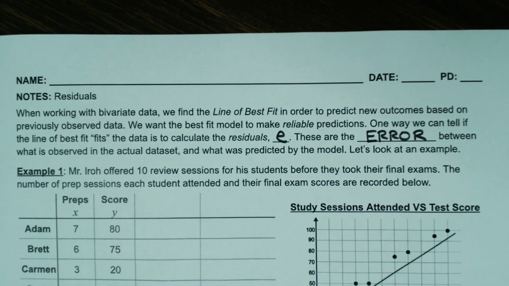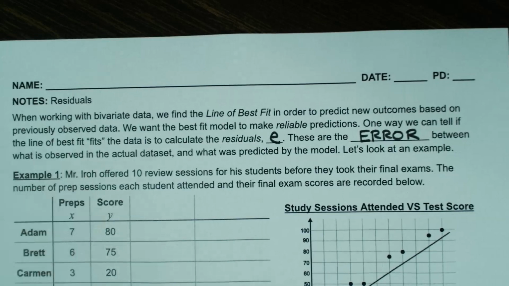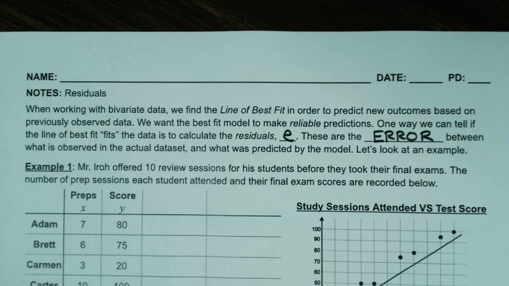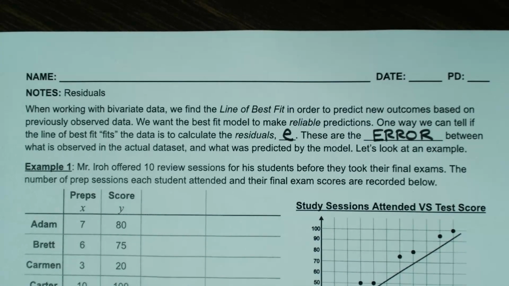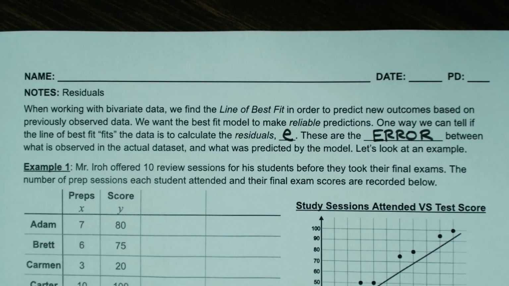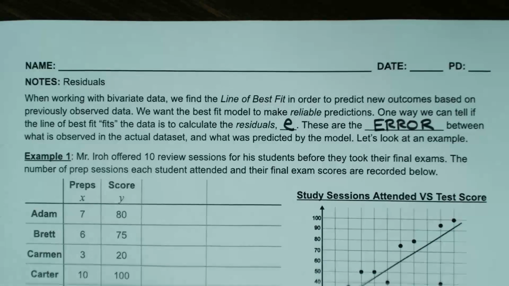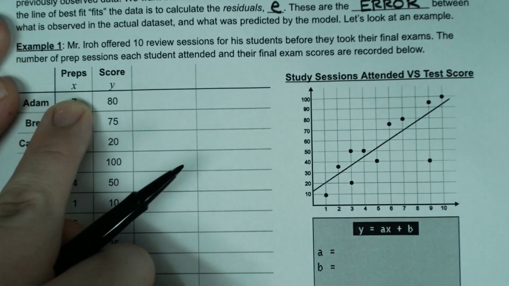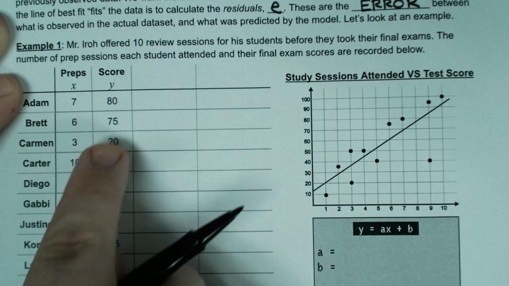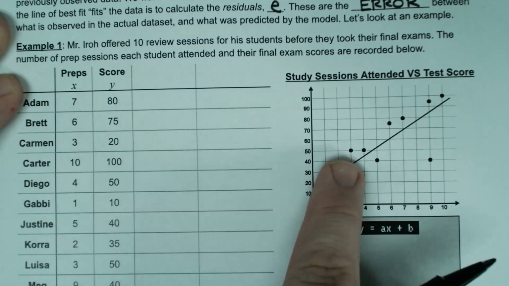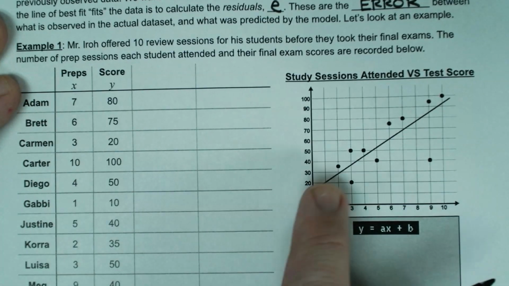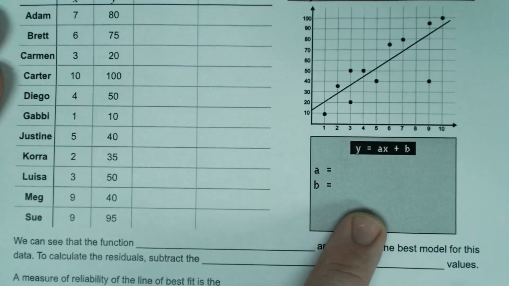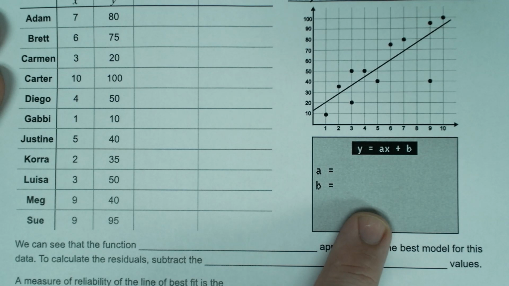Between what is observed in the actual data set, what these people actually made on their test, versus what the line of best fit would have predicted. So it's just how far off is that line of best fit. So I've gone ahead and done some of the work for us here. This example, we've got people who had gone to different numbers of study sessions and the test score that they made. I've made the scatter plot, and I went ahead and drew the line of best fit, but we're going to need to pull up the numbers in our calculator.